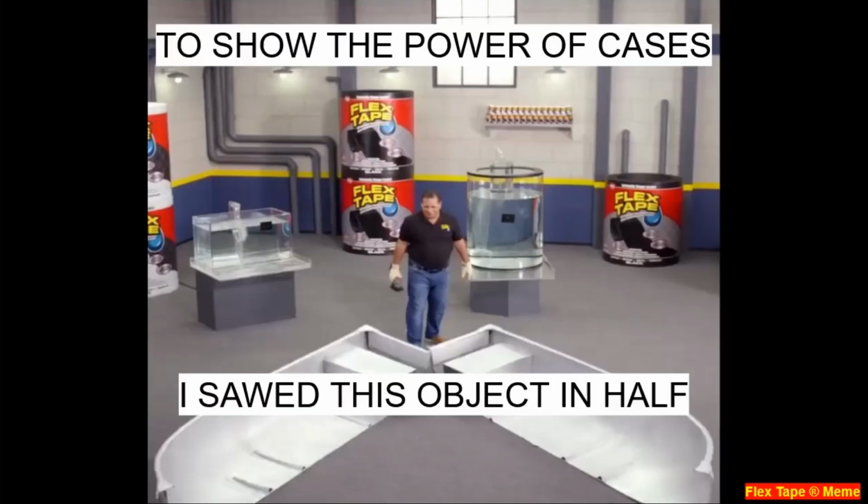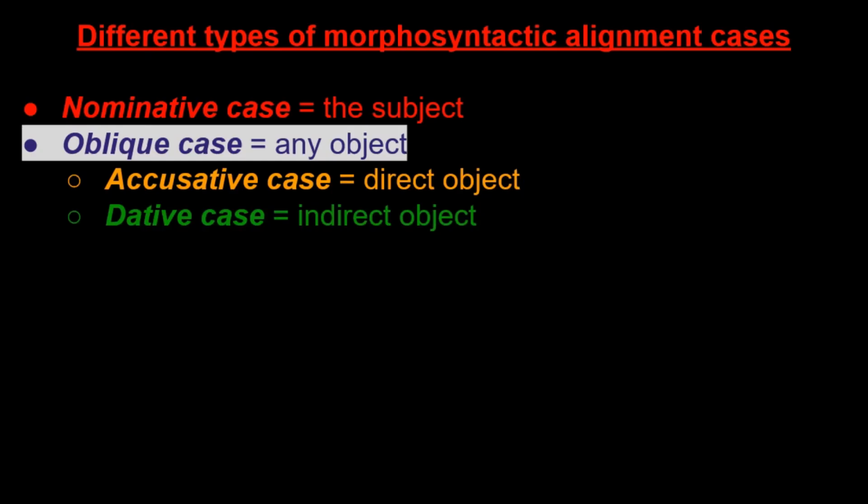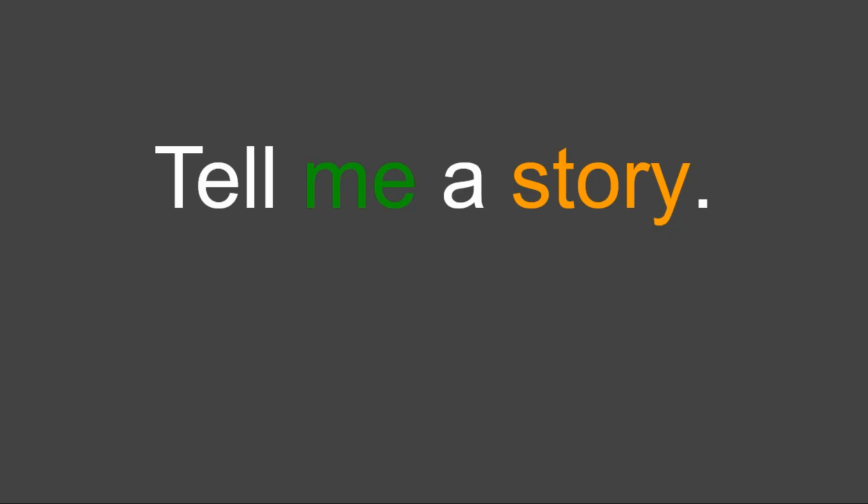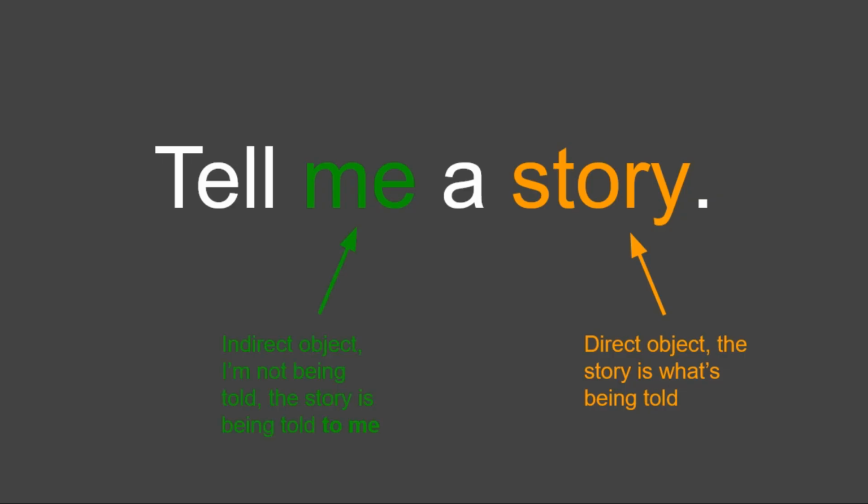Now back to the morphosyntactic alignment cases, the object can get split up even further. This is typically into the accusative case and the dative case. The accusative is for the direct object, while the dative is for the indirect object. To differentiate those terms, we have the sentence, tell me a story. In this situation, the story is the direct object because it's getting told, while me is the indirect object because while the verb isn't being done to me, I am affected by the action.